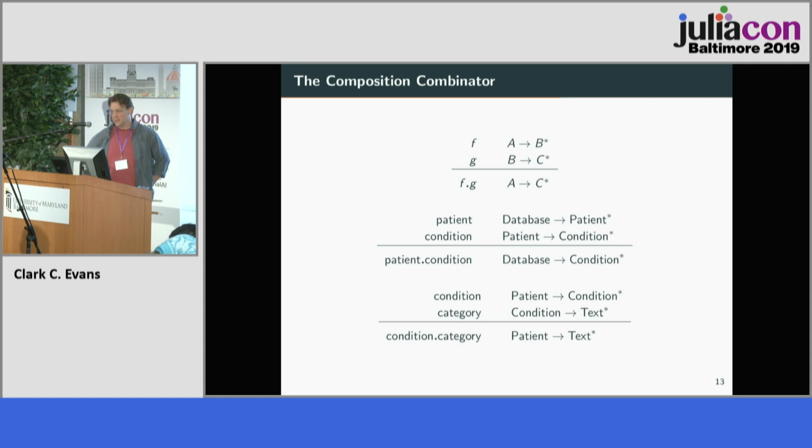The composition combinator is fairly straightforward, right? A dot B. And this is your hierarchical navigation as you go down the tree. You're going from patient to condition to, let's say, the condition's onset. You could put a period between them if you wish. And the composition takes two queries with a signature, and you can compose them if, of course, the codomain of the first is related to the domain of the second. And there's more specific details about how all this works, but you don't have to have the types.